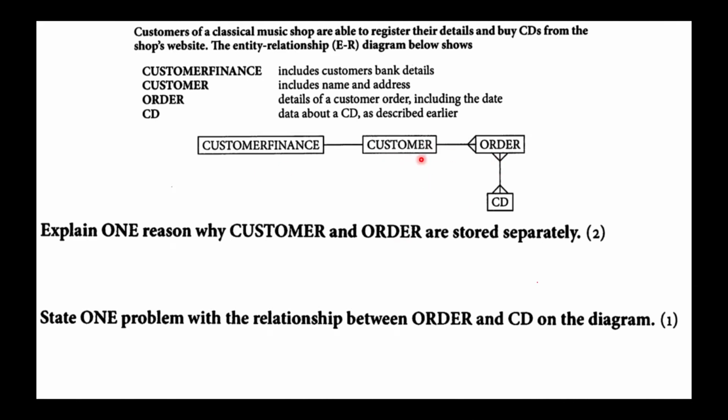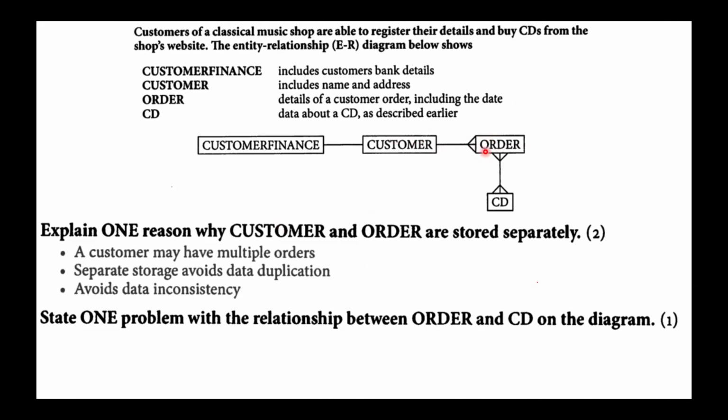They're stored separately because a customer can have many orders. Customers may have multiple orders. Separate storage avoids data duplication, since you don't want it to say this person has this CD, and this person has this CD, when it would be the same person. That would be duplicate data. It also avoids data inconsistencies. For instance, if the name is spelled wrong on an order, then it is different.